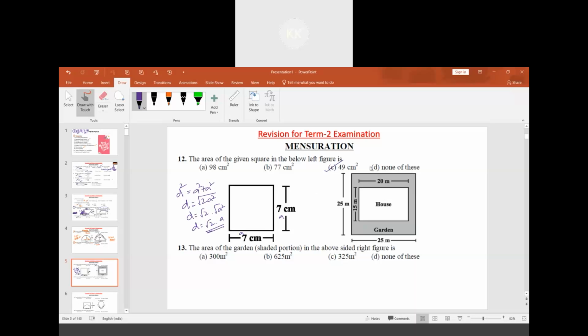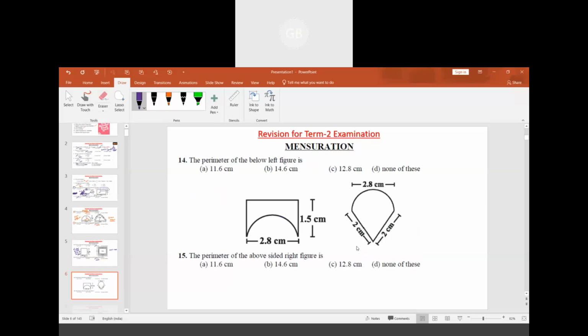Okay. Look at the next figure. They have given a rectangle. 625 minus 300, that is 325 meters square. Option number C. Correct.